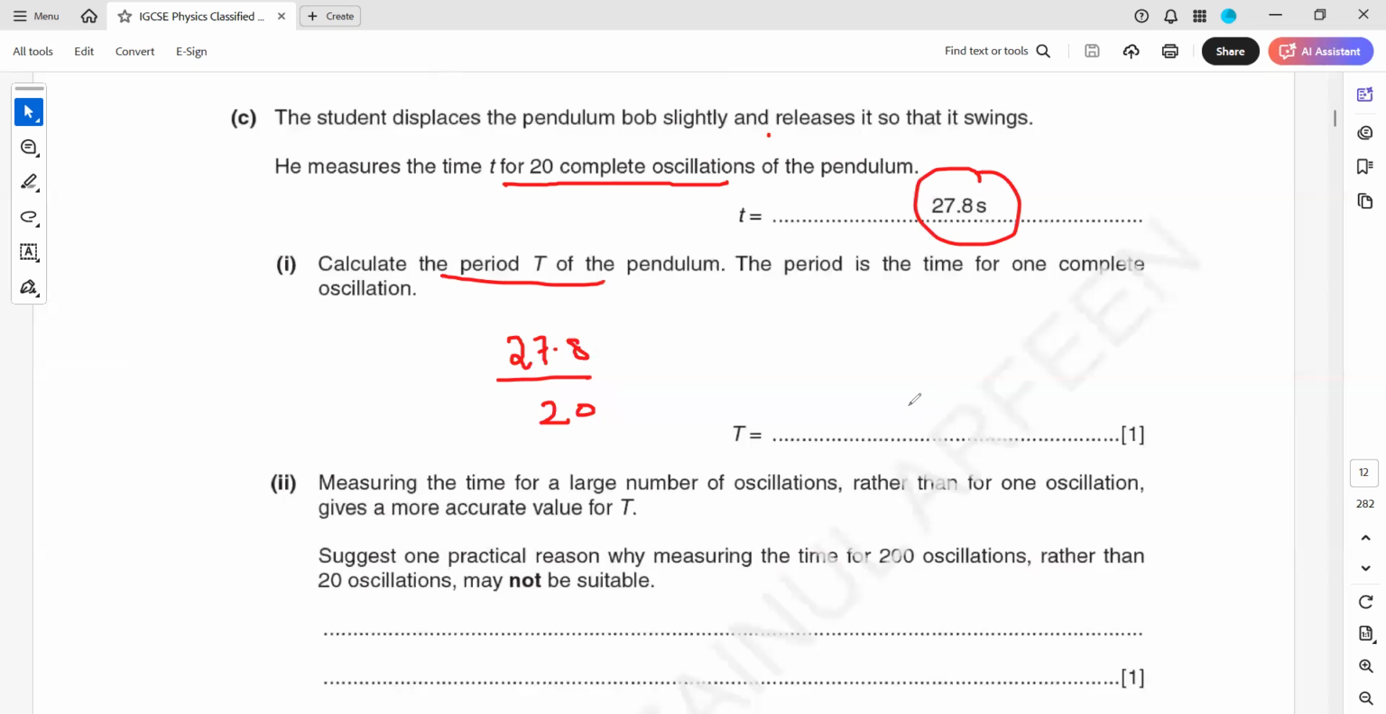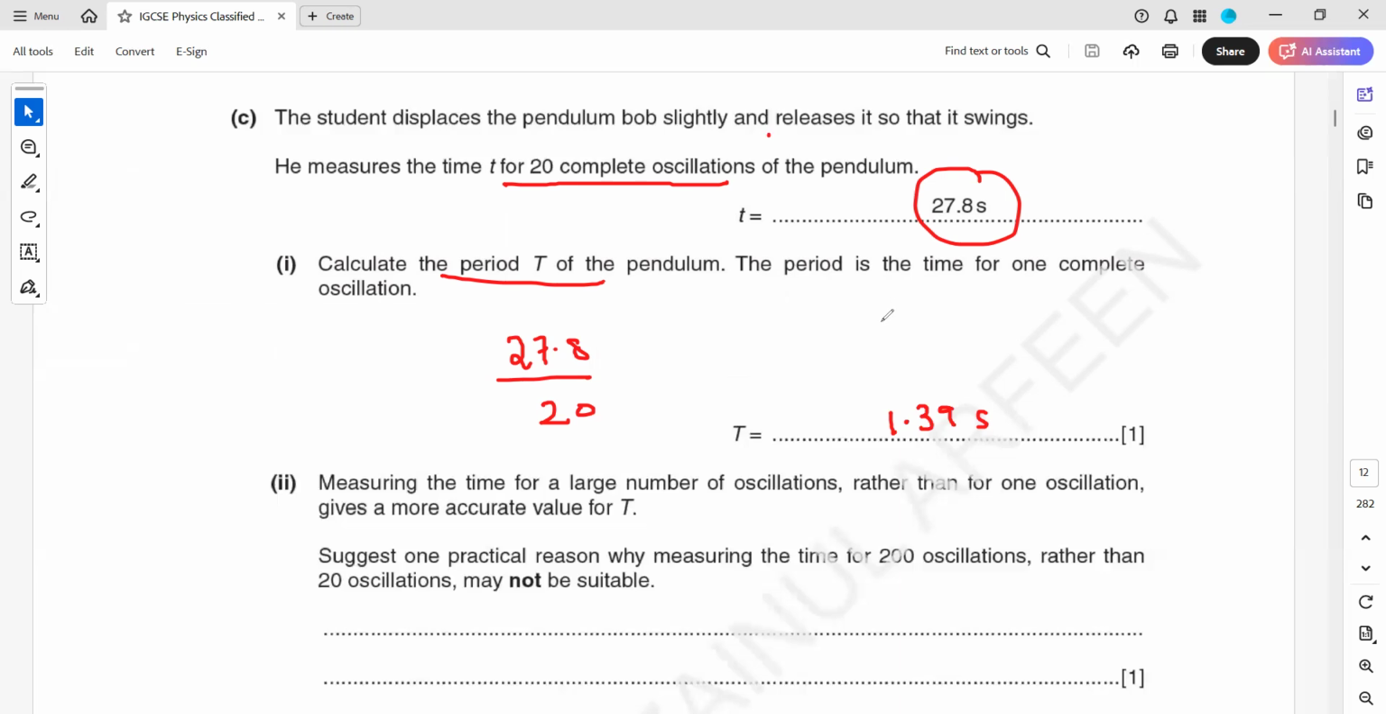The number of significant figures is also important. The time was given in 3 significant figures, so this should also be in 3 significant figures. 27.8 divided by 20. Yes, Rafi. 1.39. Right. 1.39 seconds. Is it clear how we got this?